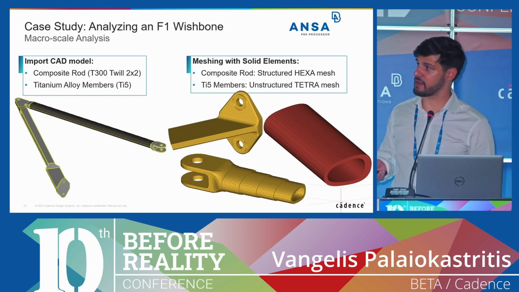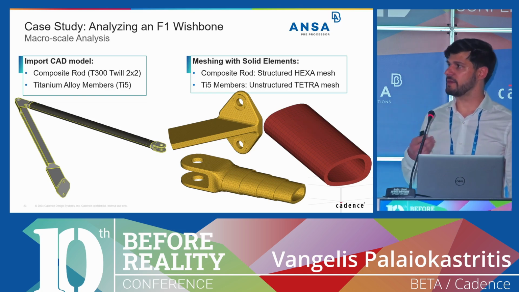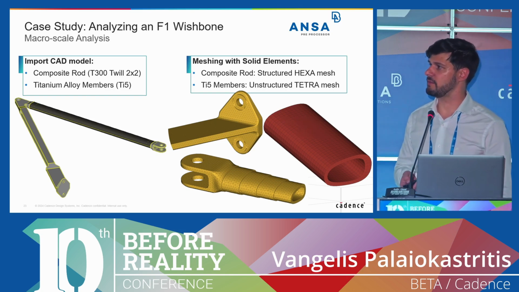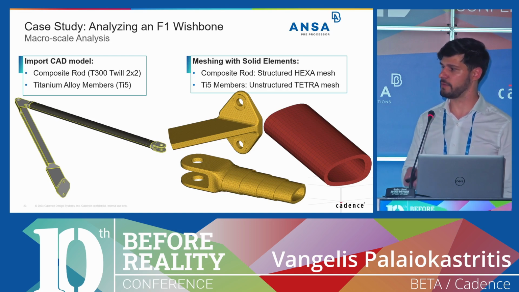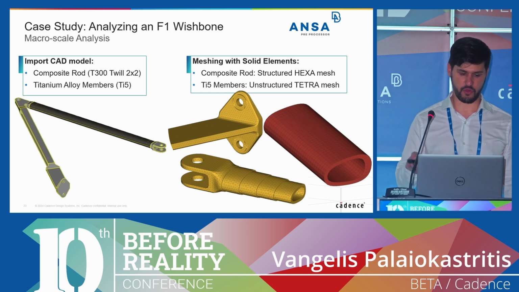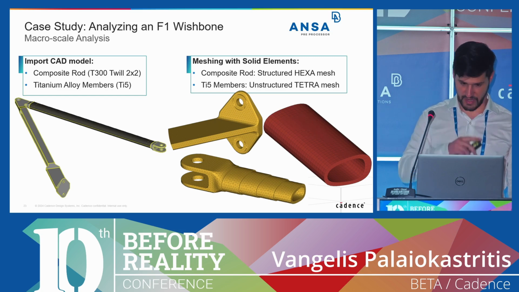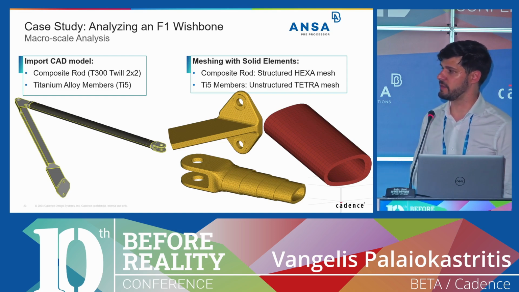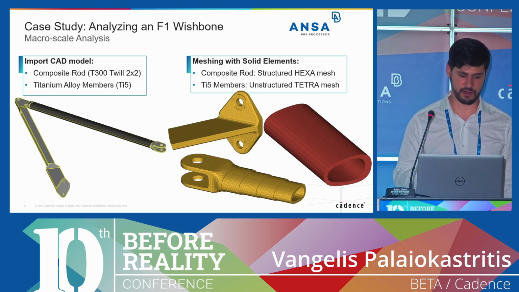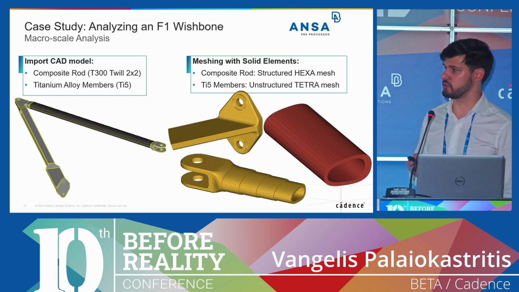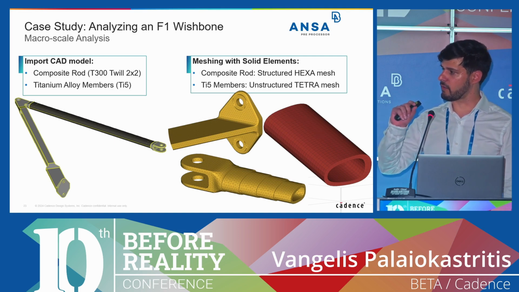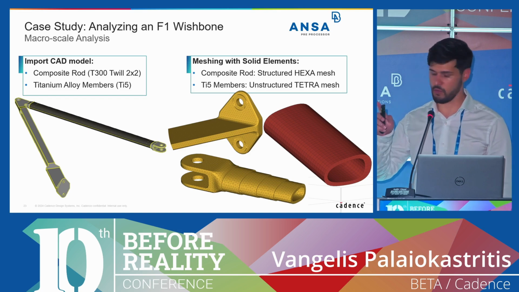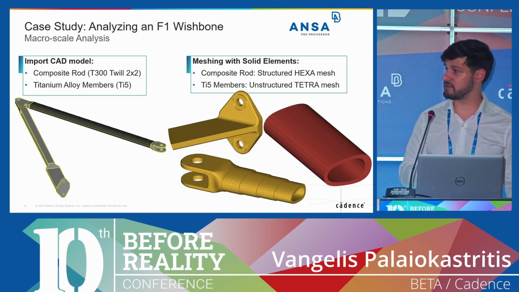Now, at the macro scale, we import the CAD model inside ANSA. We perform the meshing, so we use unstructured tetrahedral mesh for the titanium members, and we use structured hexahedral mesh for the composite rod. So it's quite a thick rod, so we use hexahedral elements.